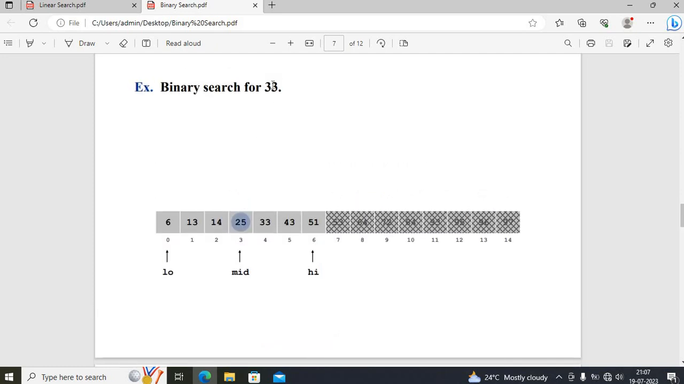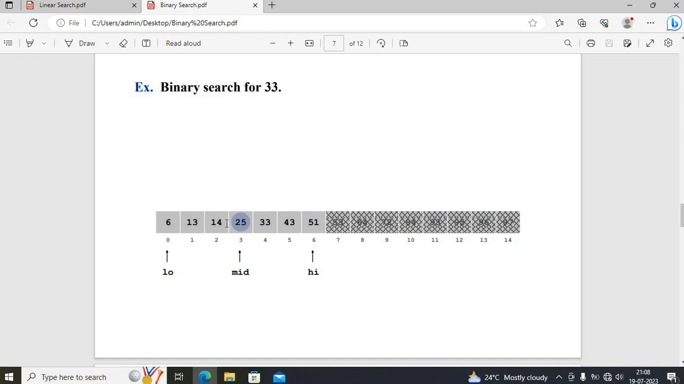So again we have to compare 33 and 25. We have to compare the key element with the mid element. So 33 is greater than 25. So what we can conclude is the key element is present in the right part of the 25. It is not present in the left part of the 25.